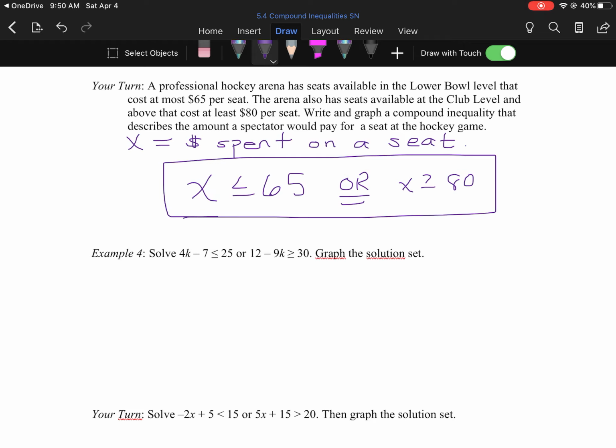All right, so after reading the problem, it looks like you would spend less than $65 on a seat, or you would spend $80 or more on a seat.